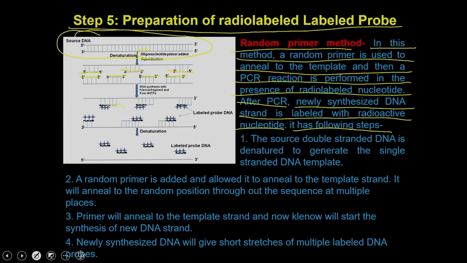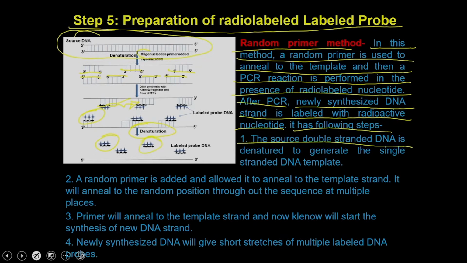Once it does the DNA synthesis, it is going to utilize the dNTPs that you add. Among the dNTPs, one of them you can add as a radioactive dNTP. So, what will happen when the DNA is synthesized? It is going to incorporate the radioactive ATP or radioactive GTP, and as a result the DNA that is synthesized is going to be labeled, and then you just do a denaturation, and that is going to remove these small stretches of DNA from the template, and that is going to give you the labeled probe.